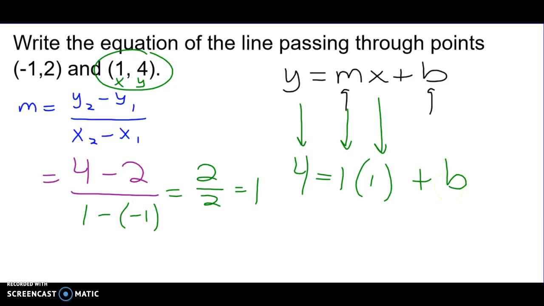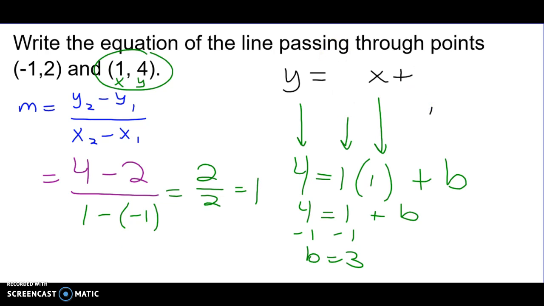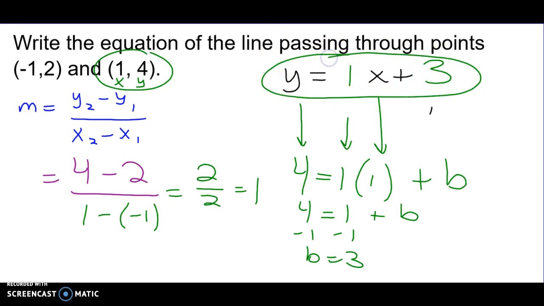So what is 1 times 1? 1. So we get 4 equals 1 plus b. How do I solve for b? Subtract 1. So therefore b is 3. So my final answer is y equals mx plus b, but you have to fill in the m, and fill in the b. It rhymes. So what is m? 1. What is b? 3. That's your answer.